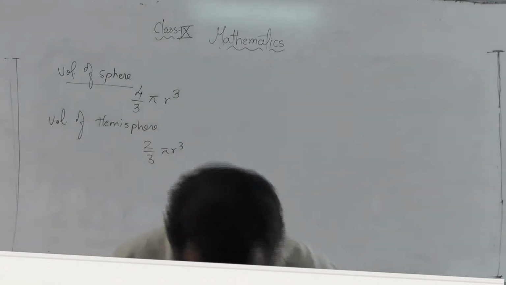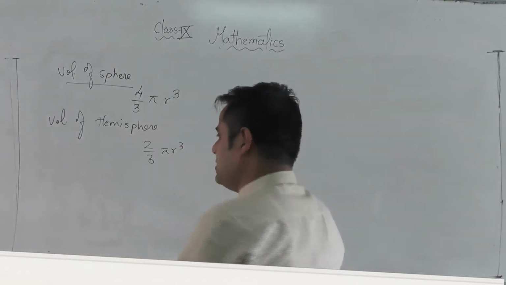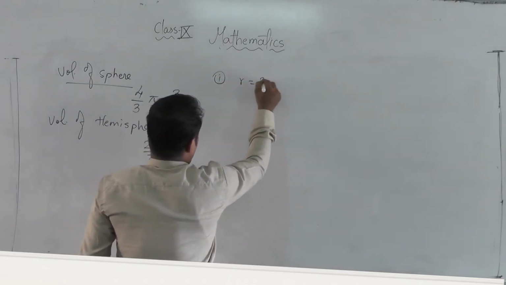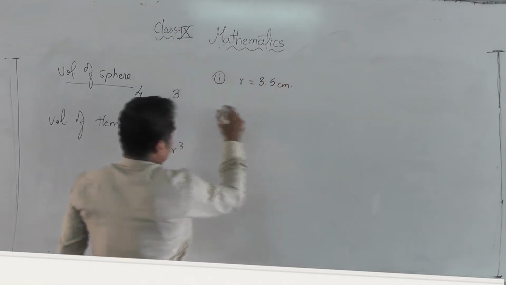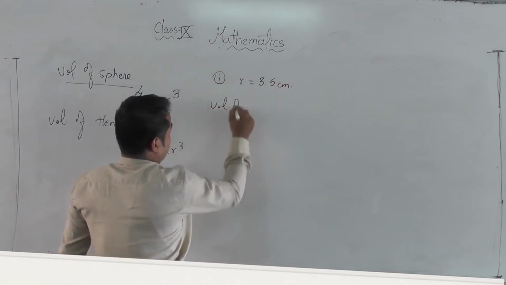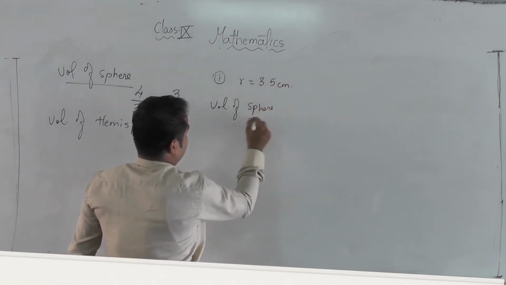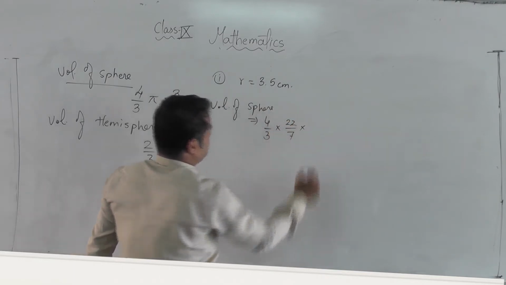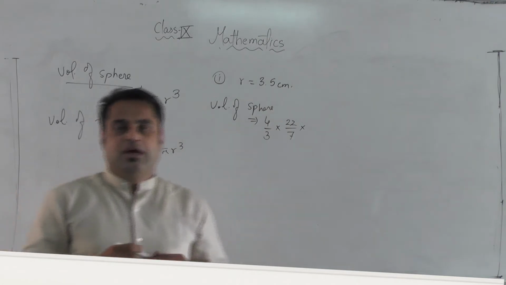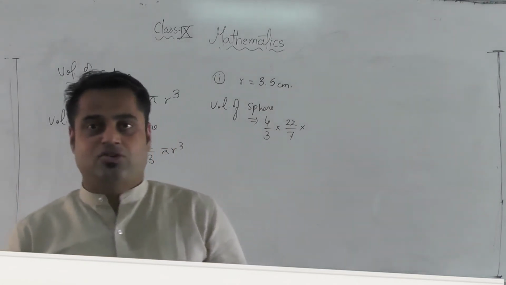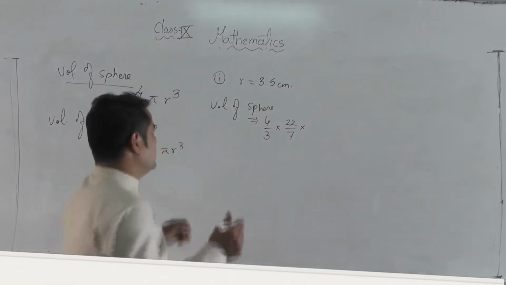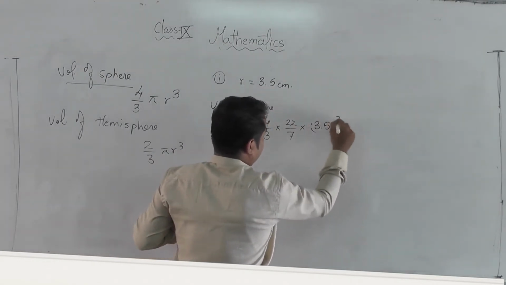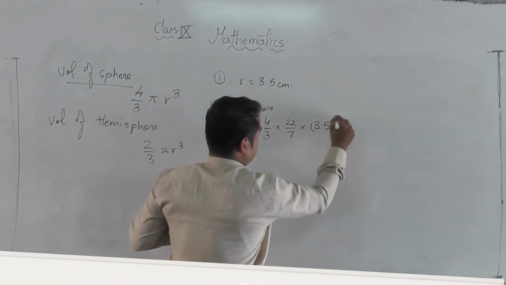Let's see the first question. The volume of a sphere of radius 3.5 centimeter. I'm just giving an example of how to solve this kind of question. We need to find the volume of the sphere. The volume of sphere is 4 by 3 pi r cube. Pi is obviously 22 by 7 unless your radius is not a multiple of 7. Since it is 3.5, and 3.5 is divisible by 7.